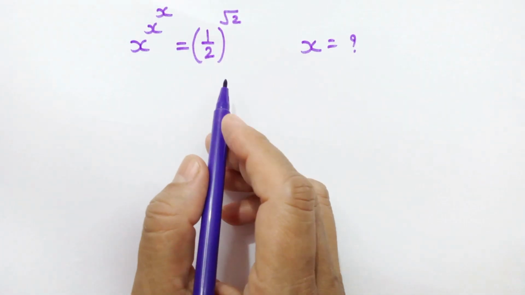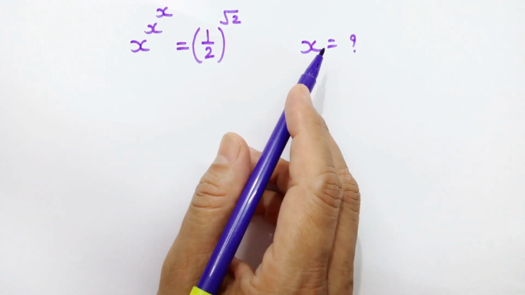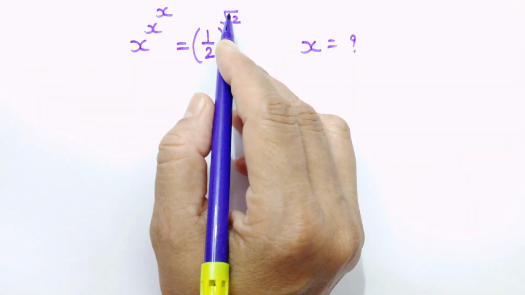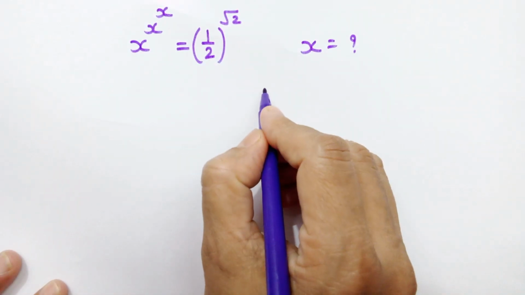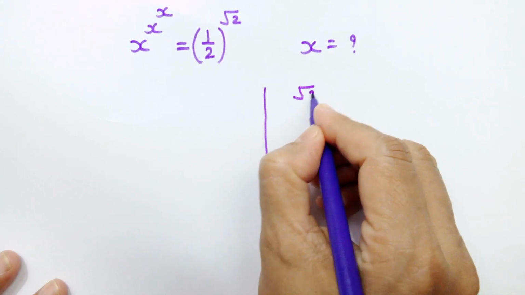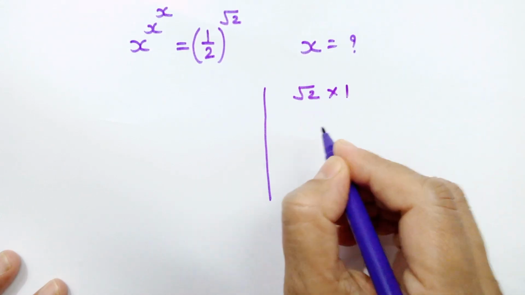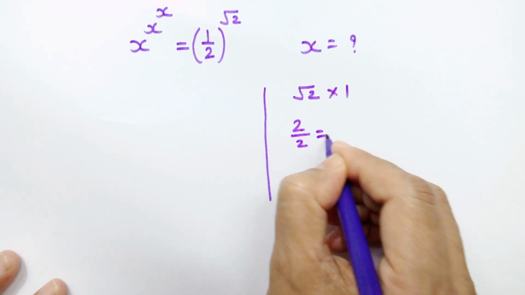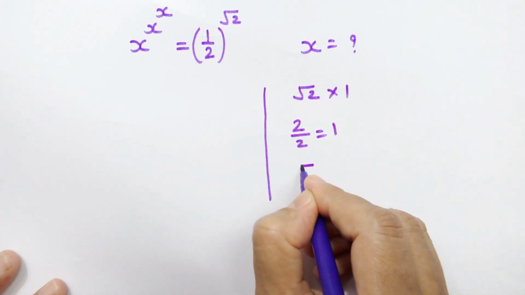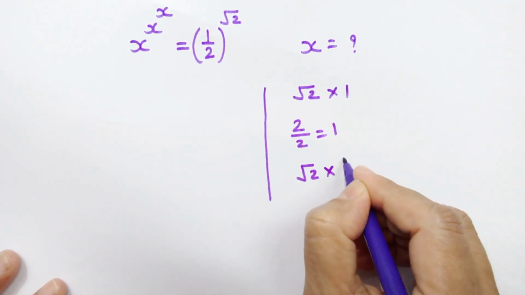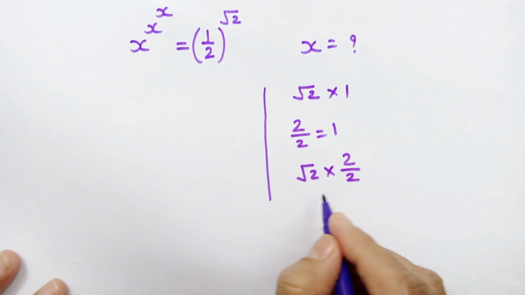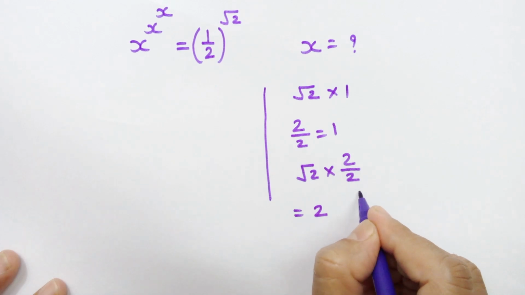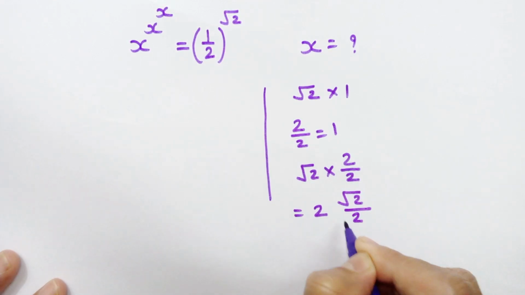This is the equation and we will find the value of x. Okay, let's start. First, we will focus only on under root 2. Under root 2 we can write like this, into 1. Now 2 upon 2 is equal to 1. So under root 2 into 2 upon 2 we can write like this, is equal to 2 into under root 2 upon 2.